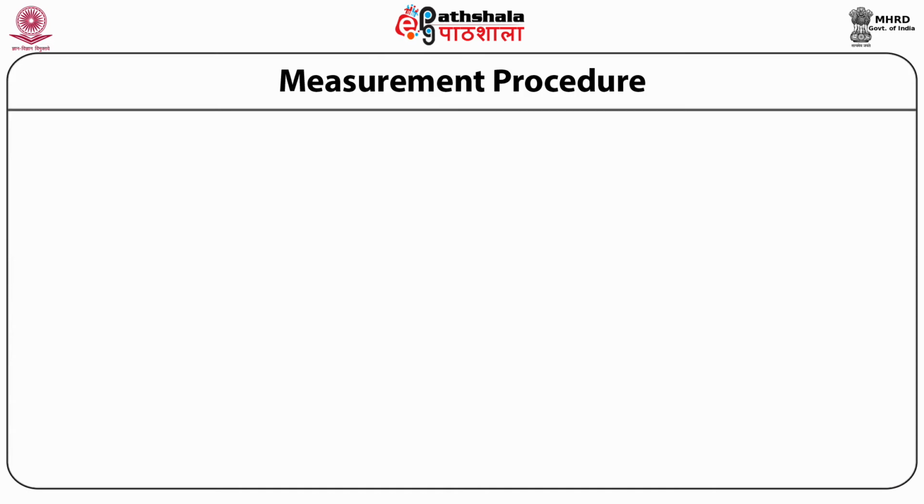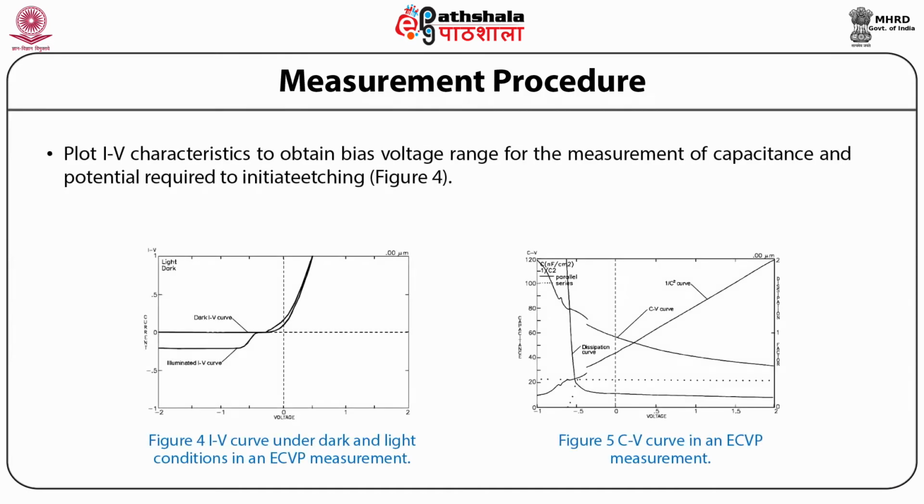Measurement procedure. First, plot IV characteristics to obtain the voltage range for the measurement of capacitance and the potential required to initiate etching. This is shown in figure 4. Second, perform CV analysis to get the measurement potential shown in figure 5. Third, from the above calculated values, carry out depth profiling.